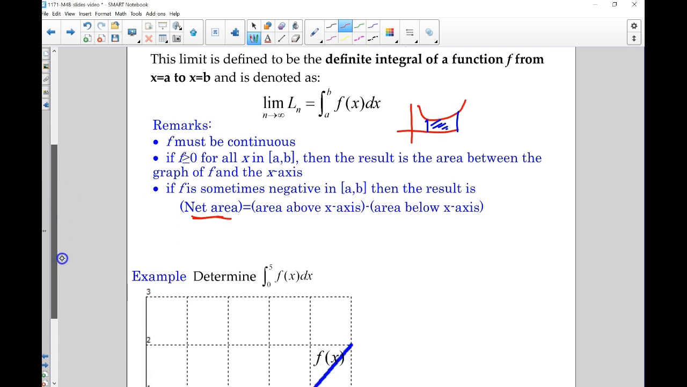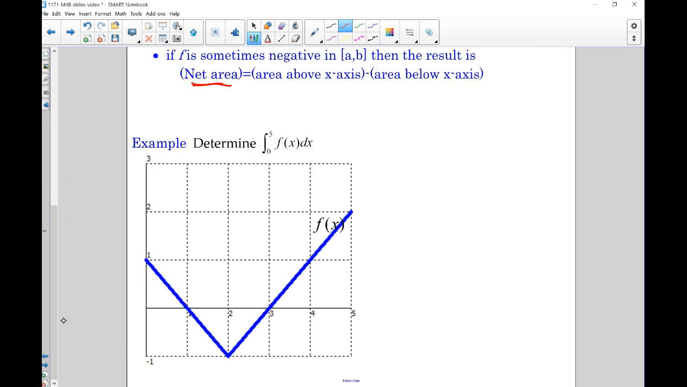Okay, and in this example, we're going to work through that. This is telling us to find the area underneath the function f between 0 and 5. So what I need to do is take the area above the x-axis minus the area below the x-axis.